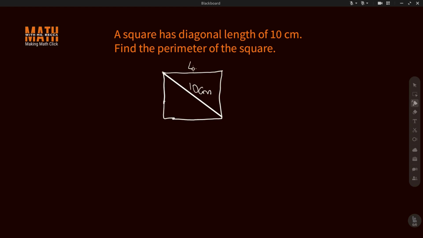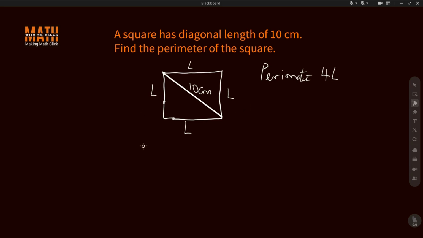So let's say this is the length of the square, length of the square, length of the square, and length of the square. We're only given the diagonal. We are to find the perimeter. Before we can find the perimeter, we need to find the length of the square, because the perimeter of a square is equal to 4L. We have to add the 4 lengths to get the perimeter.